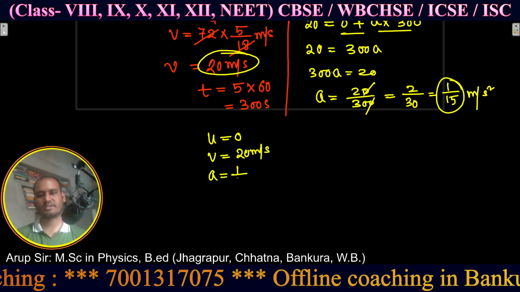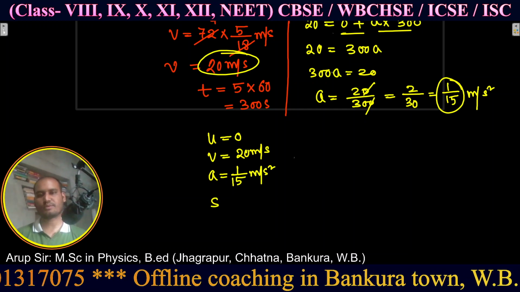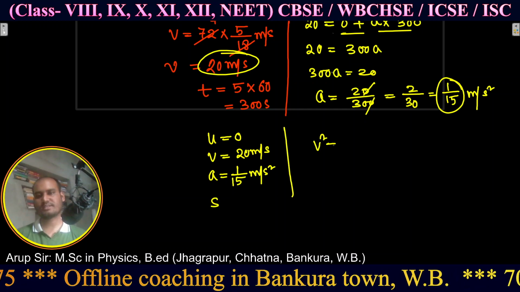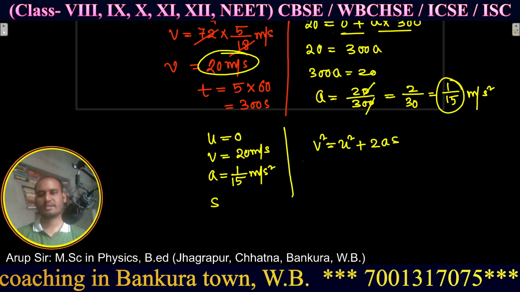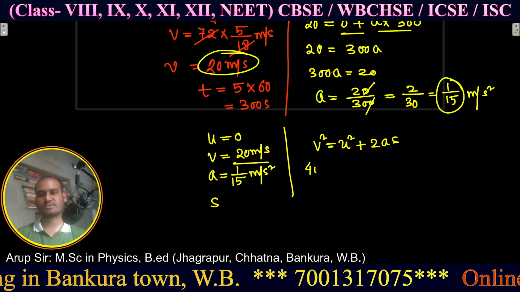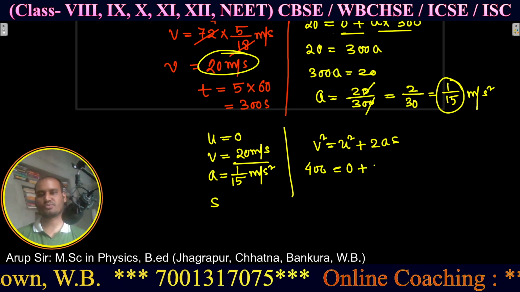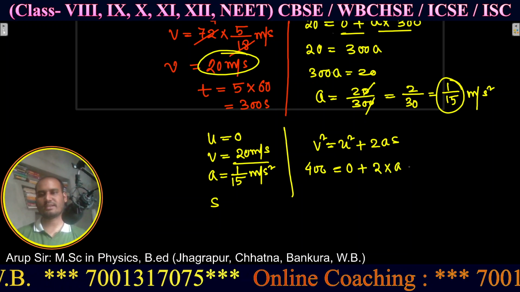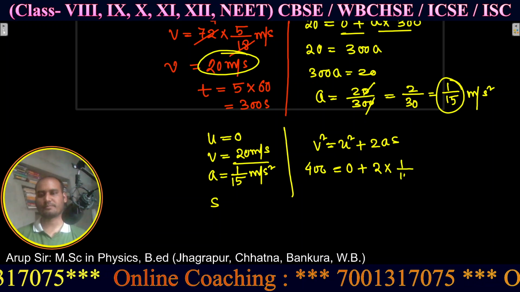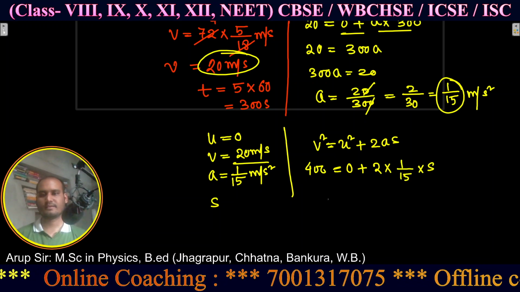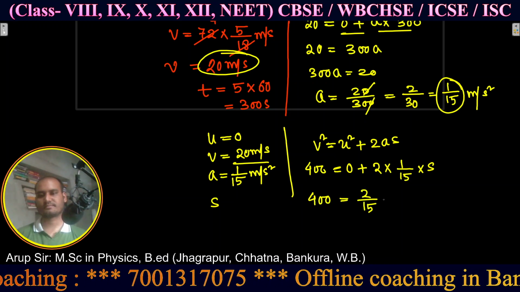Acceleration I have calculated as 1 by 15 meter per second square, and we need s. So what is the formula? Formula is v square equals u square plus 2as. Put the values. V square means 20 square, 20 square is 400, equals u square means 0 square plus 2as. So 2 into a into s, a is 1 by 15, into s. So 400 is equal to 2 by 15 into s.